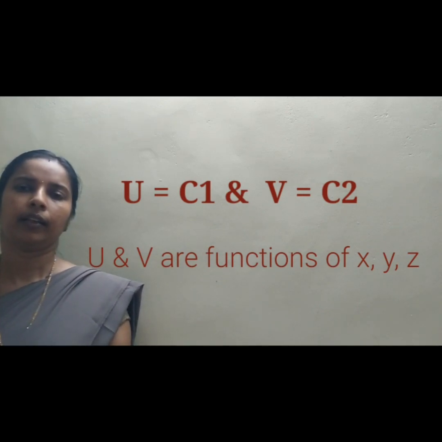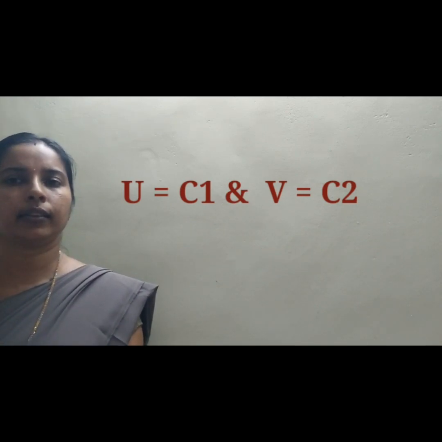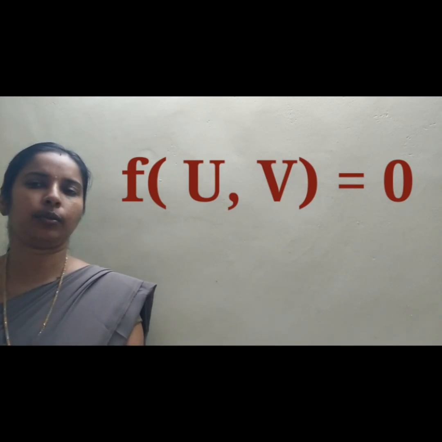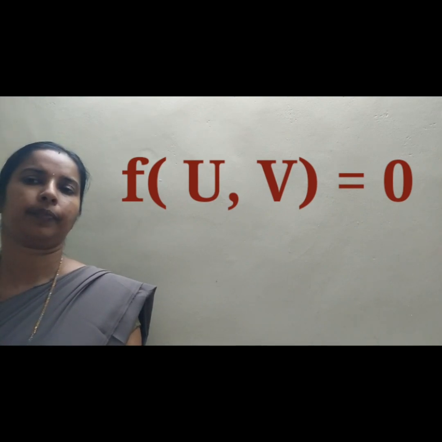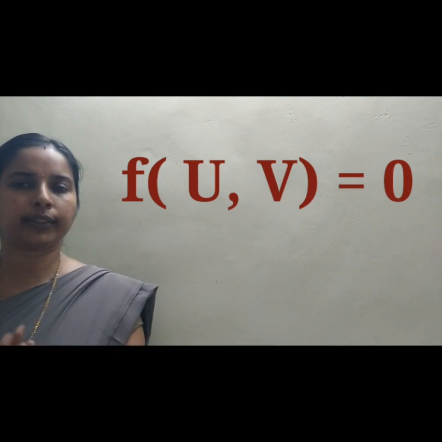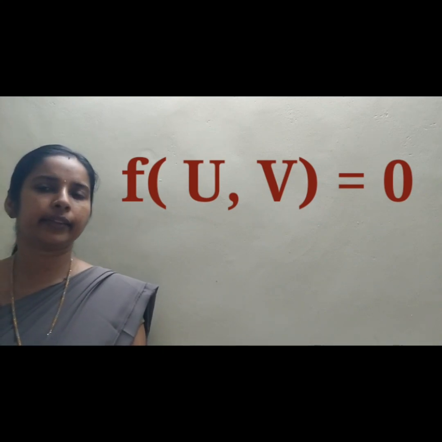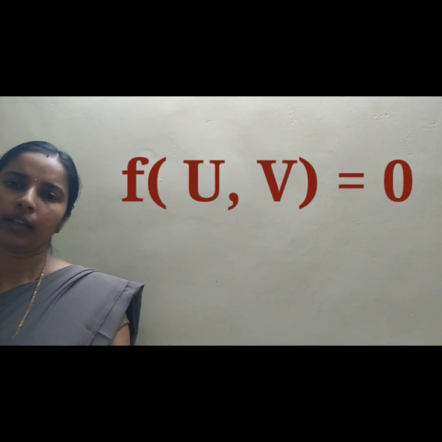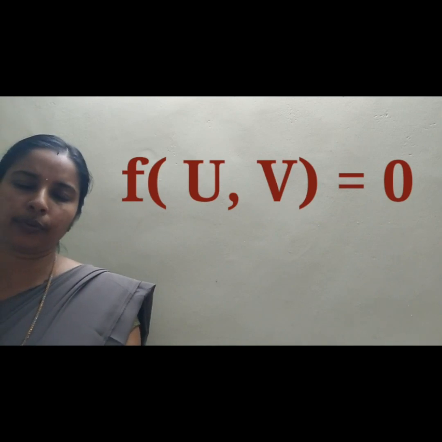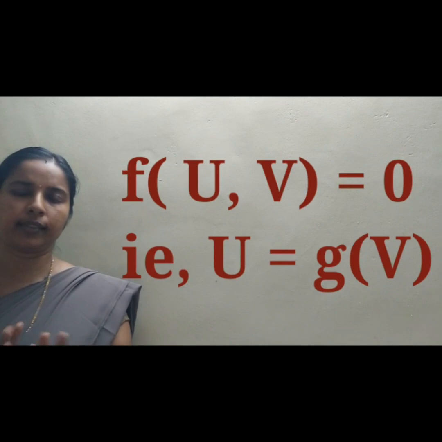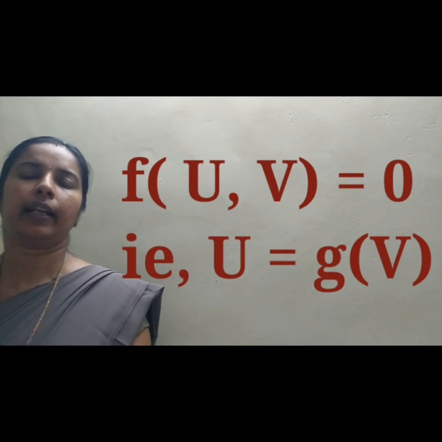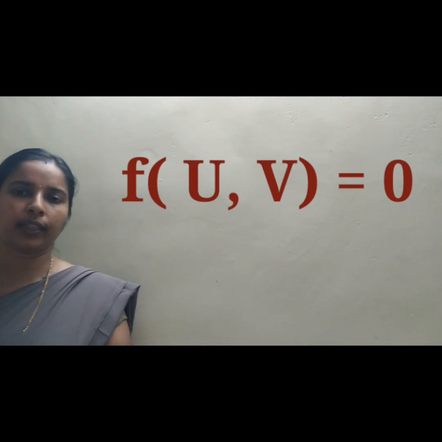Step 3. Now we can easily write the solution of the Lagrange's equation, and its solution is f of u, v equal to 0. That is, any function of u, v equal to 0 is a solution of the Lagrange's equation. And f of u, v equal to 0 we can also rewrite as u equal to a function of v. This is the solution of the Lagrange's linear differential equation.